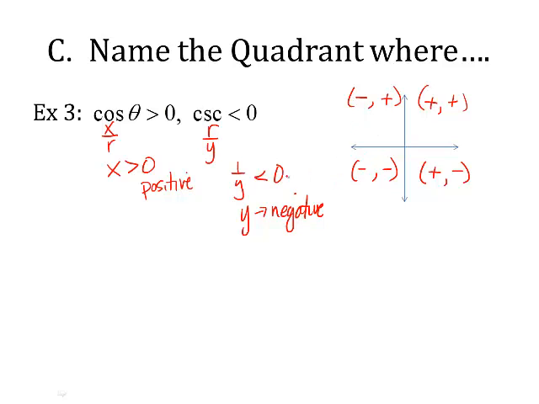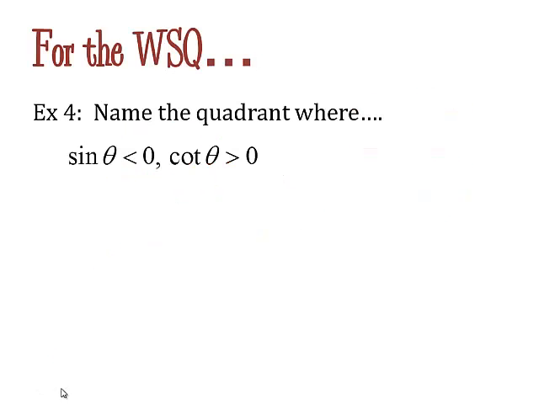So I'm looking for the quadrant where the x values are positive and the y values are negative. Well, look, only one quadrant fits this, and that would be quadrant 4. There you have it. That's all you got to do. Know your quadrants and know your trig ratios, what it's dealing with.